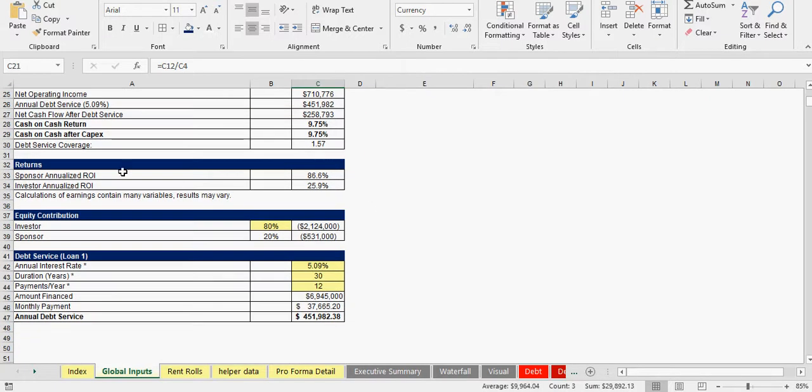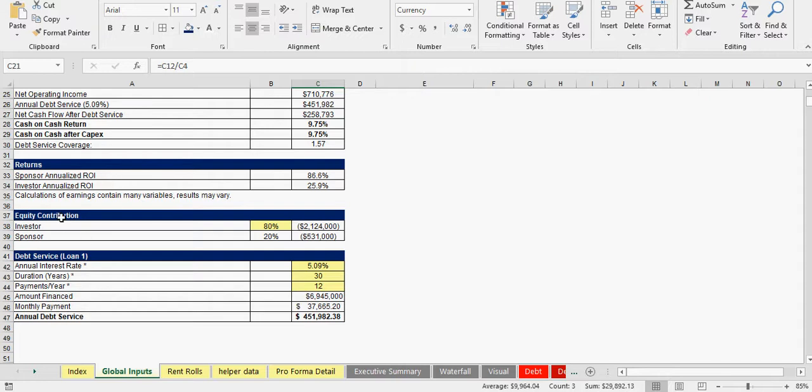Then you've got returns, and this is over the full length of time that the deal happens, which you'll be able to define a year of refinance, obviously the loan details on the refinance, as well as the year of exit, and all that will affect your annualized ROI for each party.